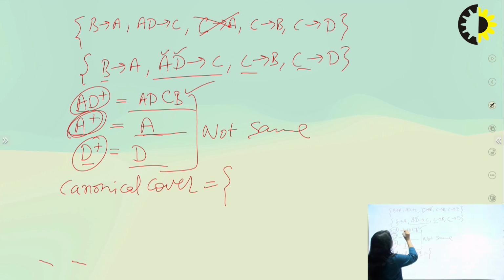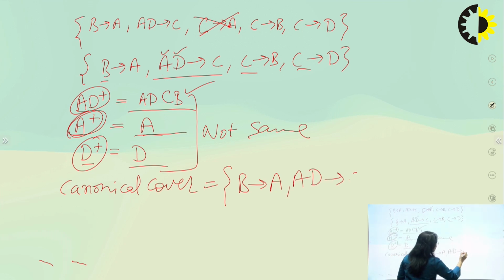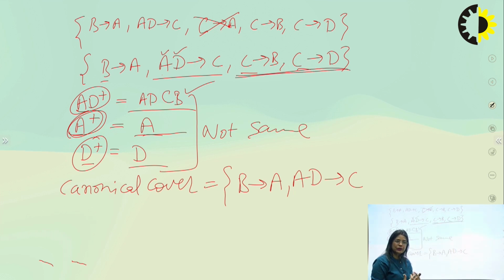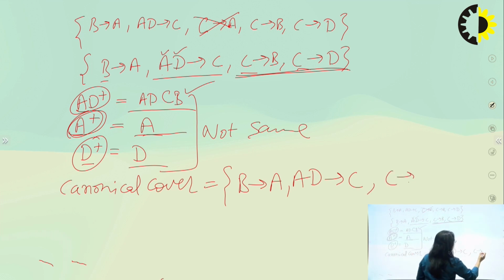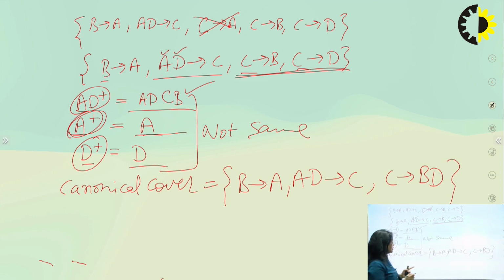is, now what we will do, we will write B tends to A, AD tends to C. Now we can see here, we can apply union rule again. You remember when we have started in the first step, we have applied decomposition. So again, when we are writing the minimal cover, we will apply union rule. Okay, so C tends to B, D. So this is the minimal cover we get from our algorithm.